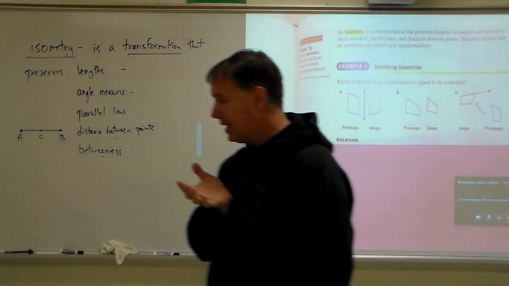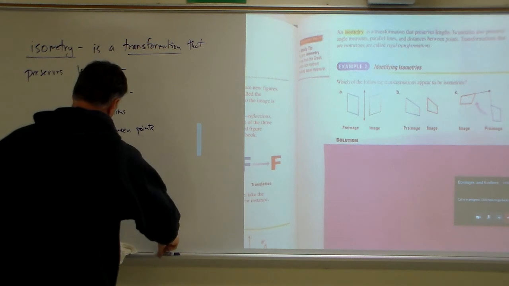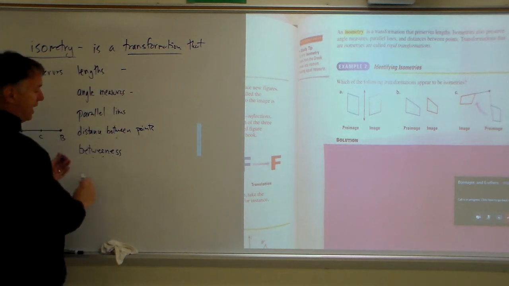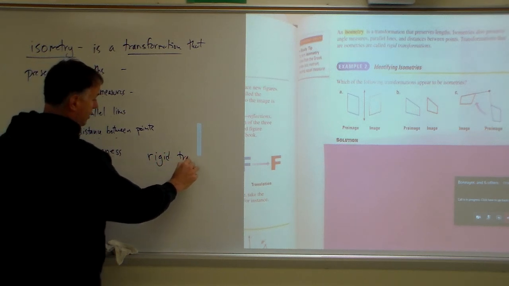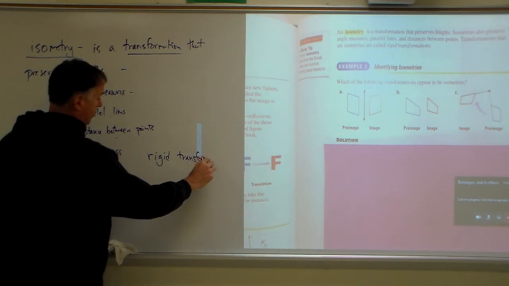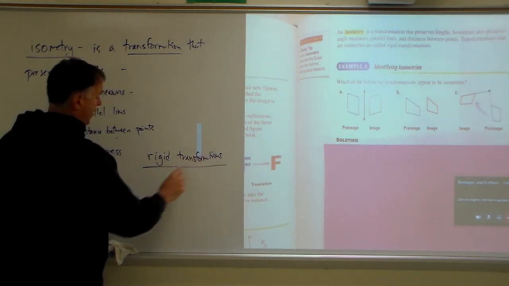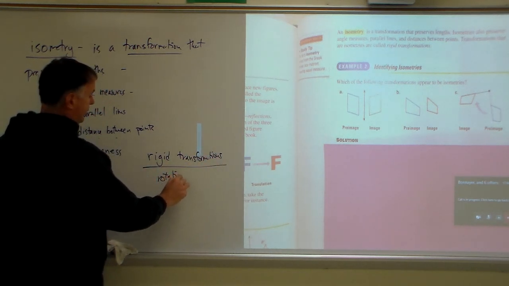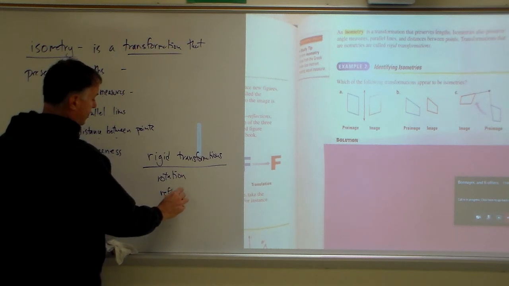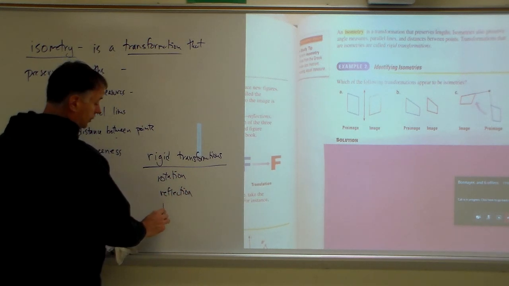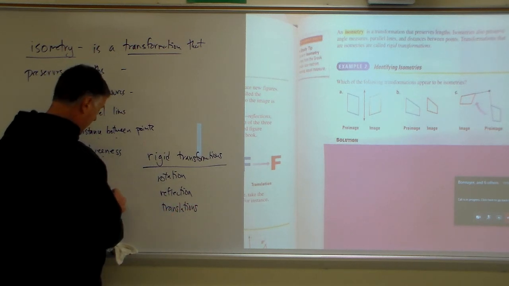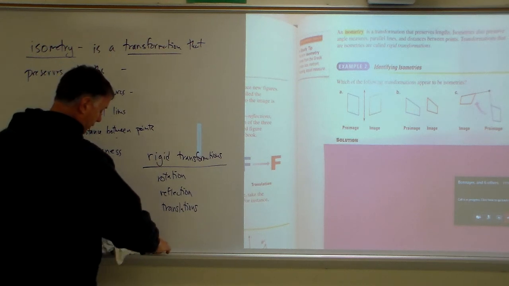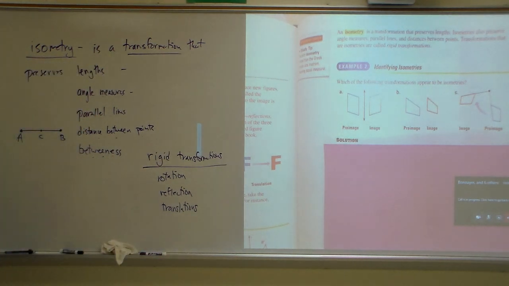So that talks a little bit about what these isometries are. If you have a transformation that is an isometry, they have a special name, they call them rigid transformations. So that includes rotations, that includes reflections, that includes translations. Okay, those are all examples of rigid transformations. All right, let's see what's next.